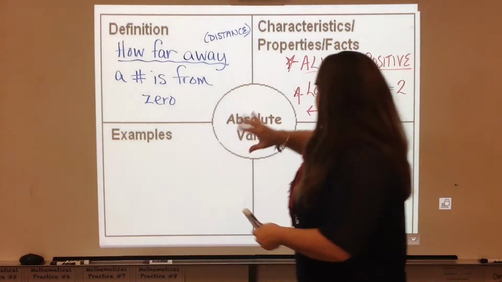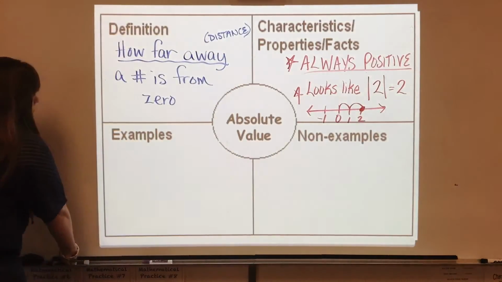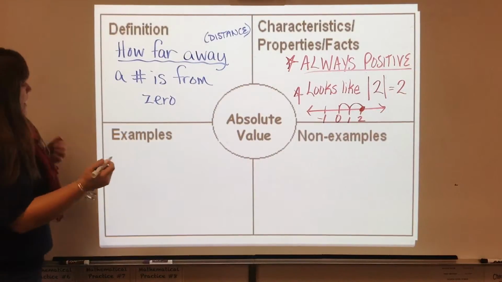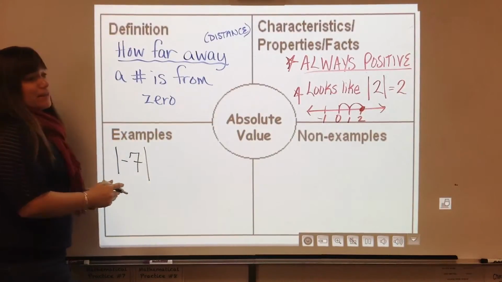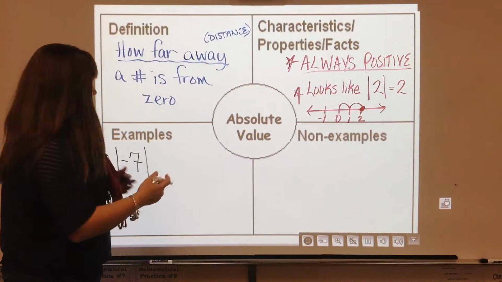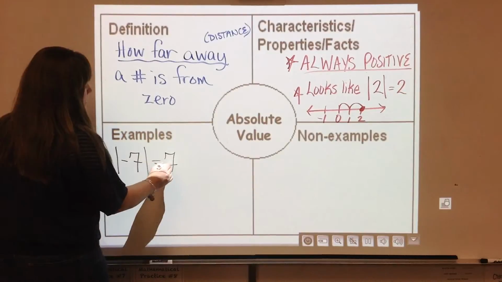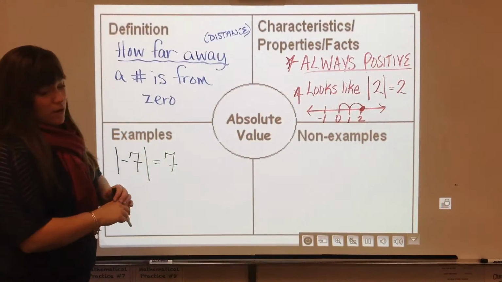So we're done with the first 2 boxes. Some examples could be any number we really want. I'm going to start with -7. And the distance that number is away from 0 is going to be its positive value.